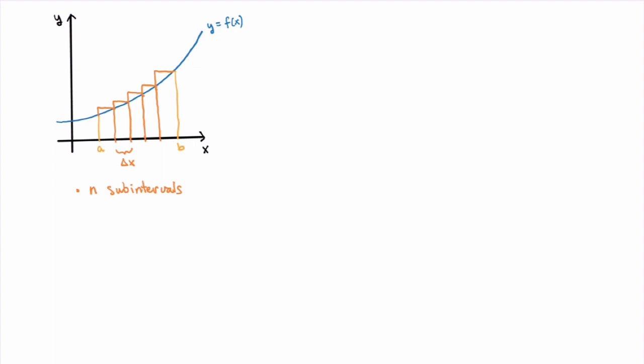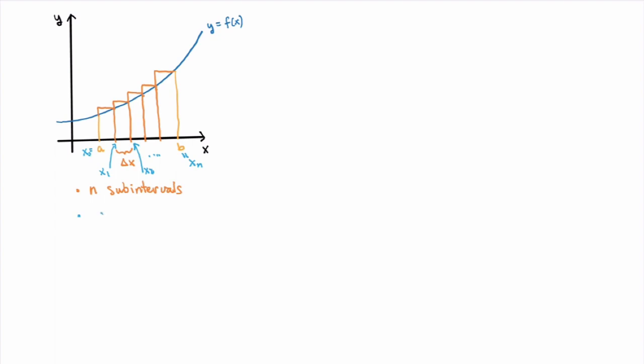So now let me introduce some more notation. I'm going to call the point a here x0, and then this right endpoint for the first rectangle would be x1, this would be x2, and so on, all the way to the last one, b, which will be xn. Okay, and then what I want to do is calculate the areas of all these rectangles and add them up to get an approximation for the area under the curve.